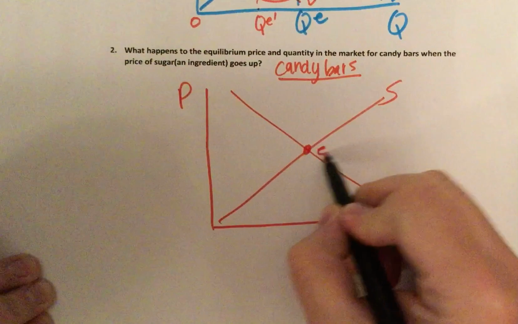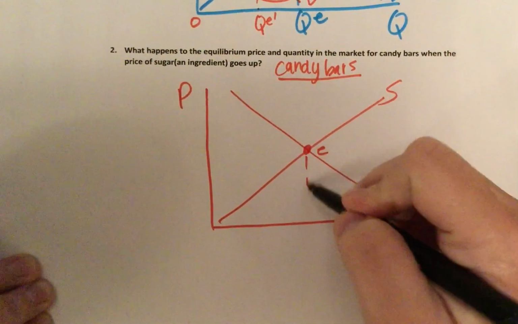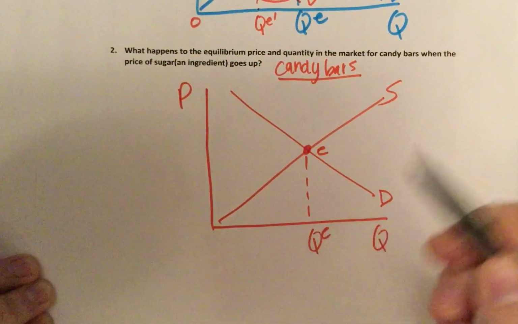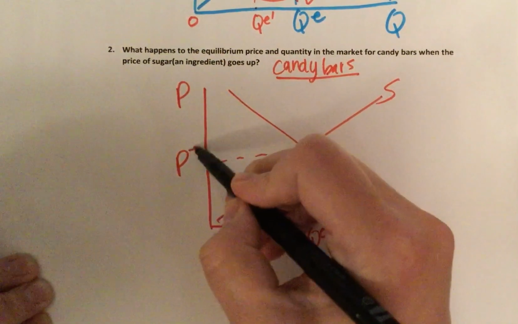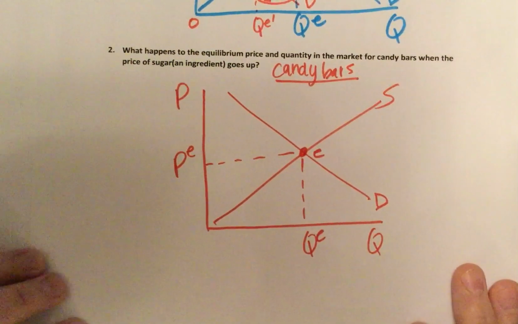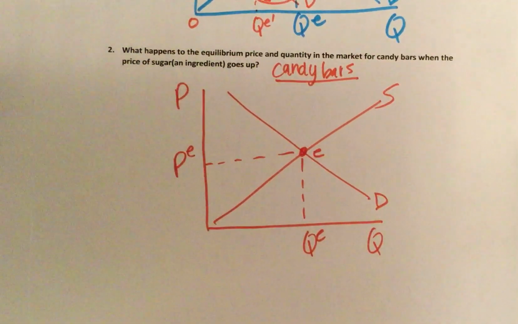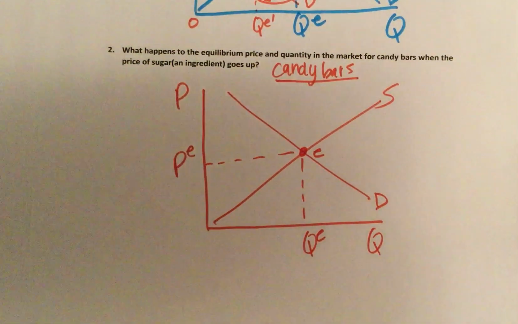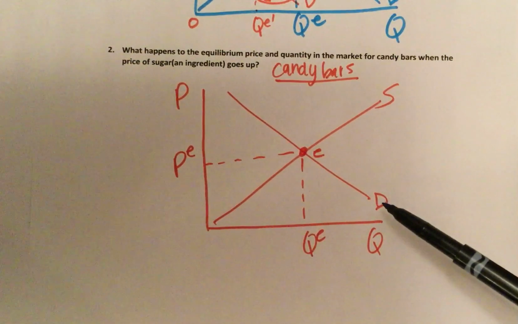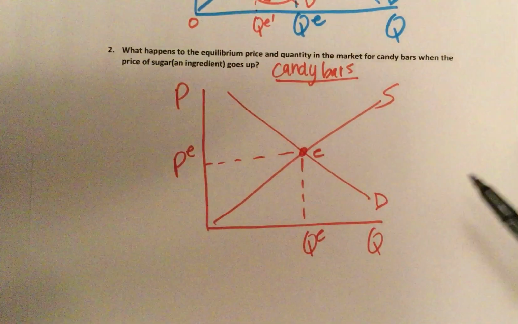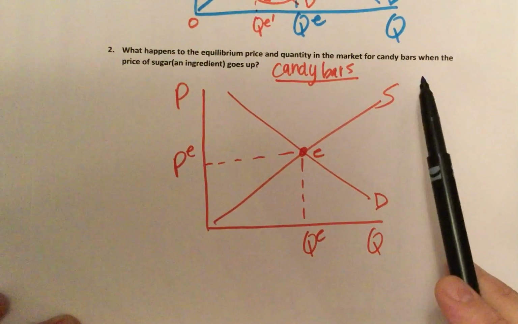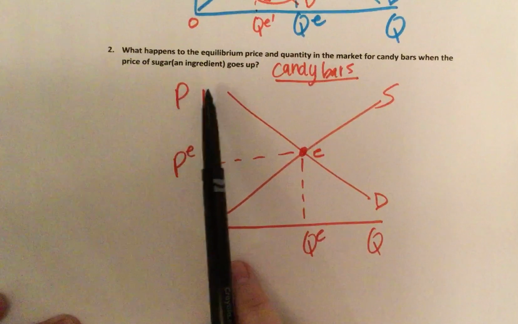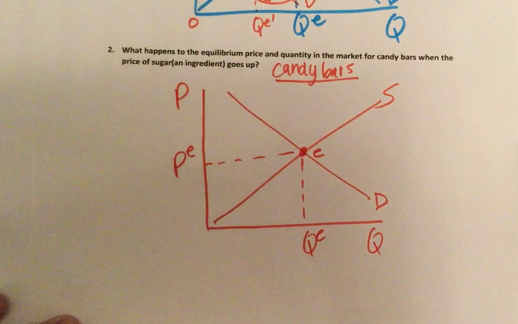It is really important to label the market as well. This original point of intersection is equilibrium. Dotted to the x-axis, this is quantity equilibrium. Dotted to the y-axis, and this is price equilibrium. So again, this is where you're starting each and every time. With the second color, then you're going to show a shift. And is it supply or demand that's changing? We'll read the scenario and then you can determine that. So if in the market for candy bars, when the price of sugar, which is an ingredient, goes up, what is going to happen?